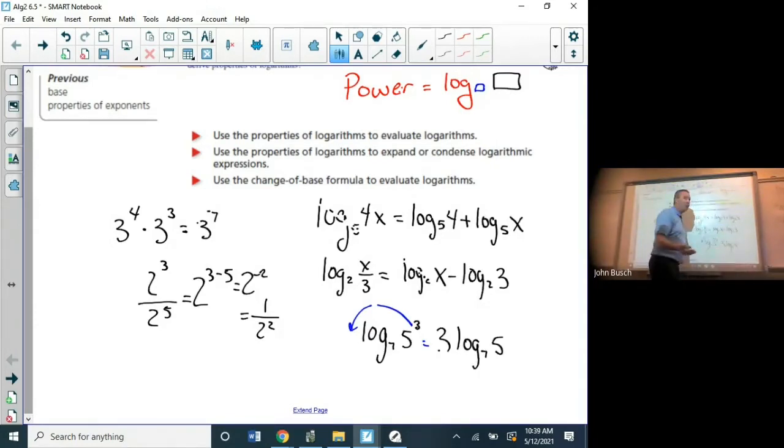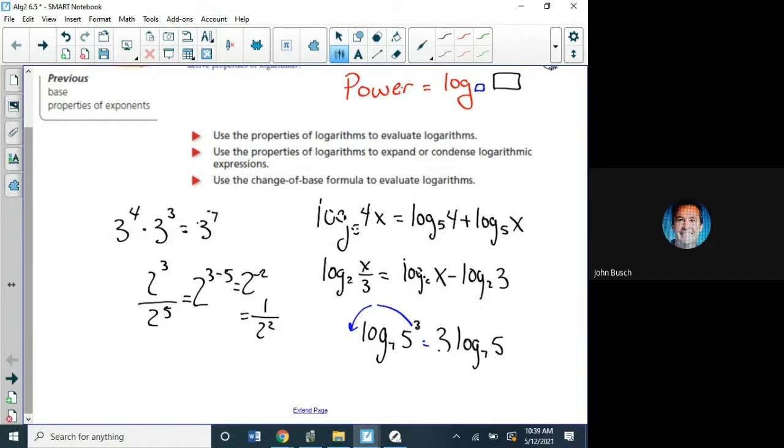And I know those are weird rules, but really, you've got 3 rules to remember. Okay? But anyway, when you have the log of a product, you can write it as the sum of 2 logs. When you have the log of a quotient, you can rewrite it as the difference of 2 logs. And when you have the log of something to a power, that power can come down and become a coefficient in front of the log.